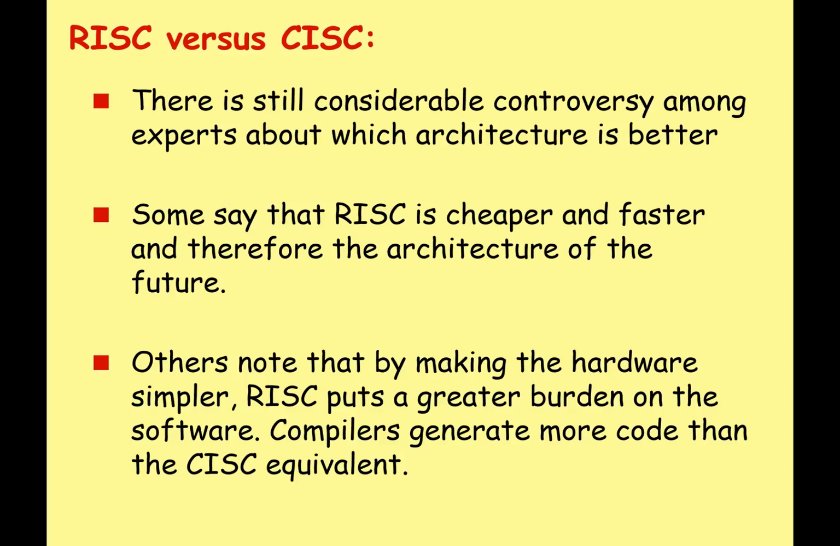There is still considerable controversy among experts about which architecture is better. Some say that RISC is cheaper and faster, and therefore it is the architecture of the future. But people have been saying that since the 1980s. Others note that by making the hardware simpler, RISC puts a greater burden on the software. Compilers generate more code than the CISC equivalent.